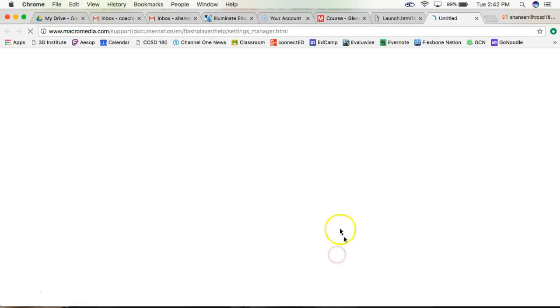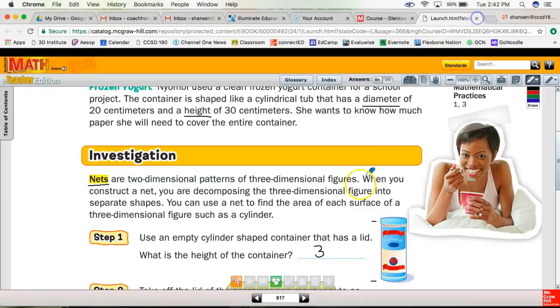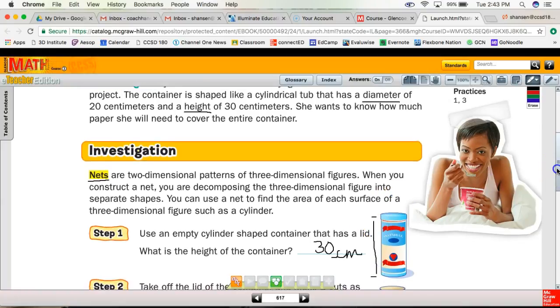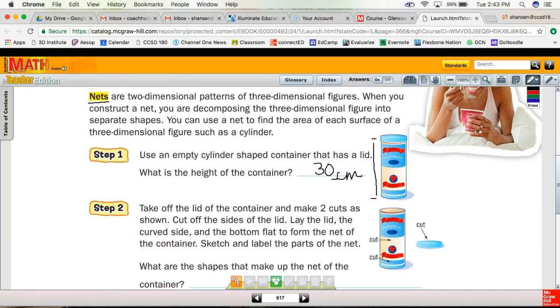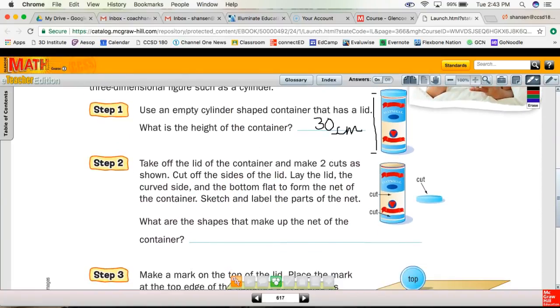I apologize. Sorry. 30 centimeters, from there to there. That's the height. Okay? Diameter is 20. We're not really concerned about the diameter. We're concerned about the radius.